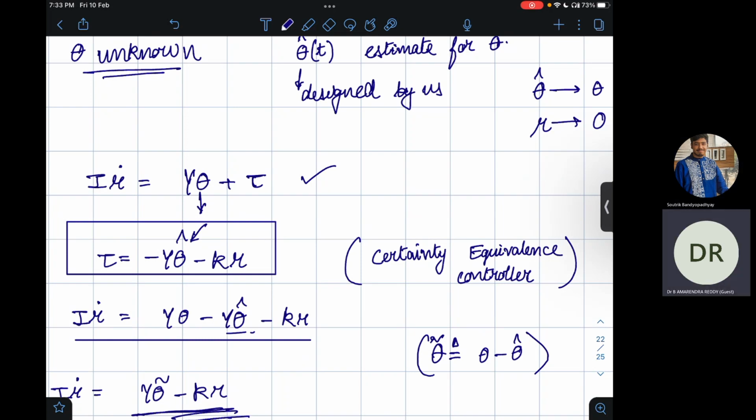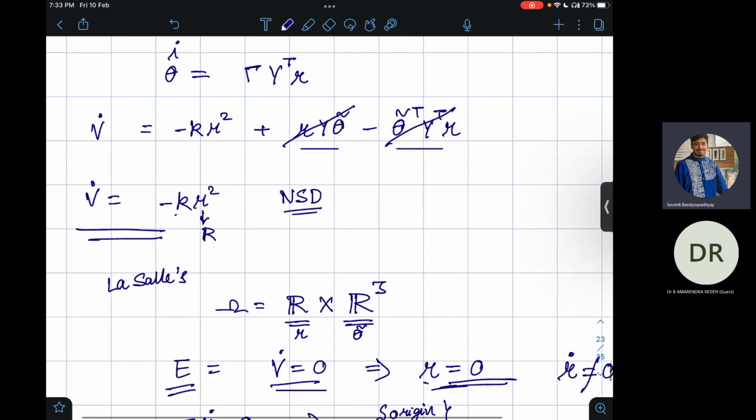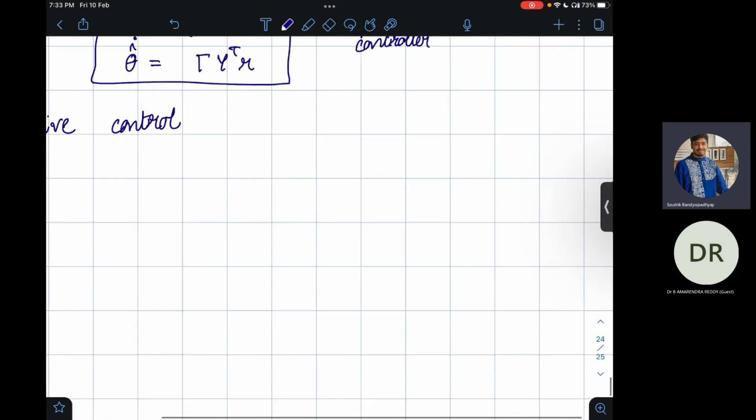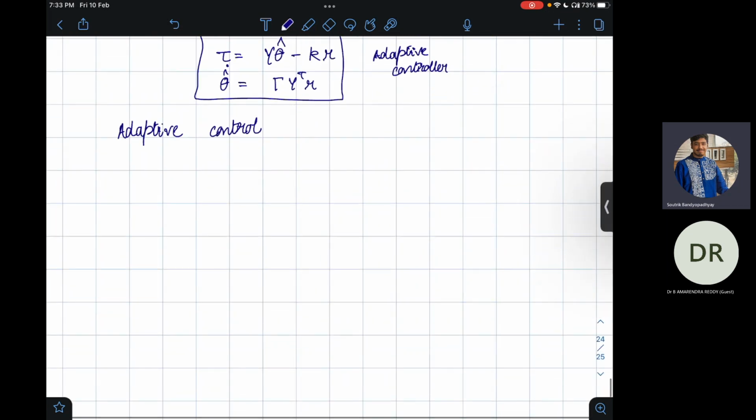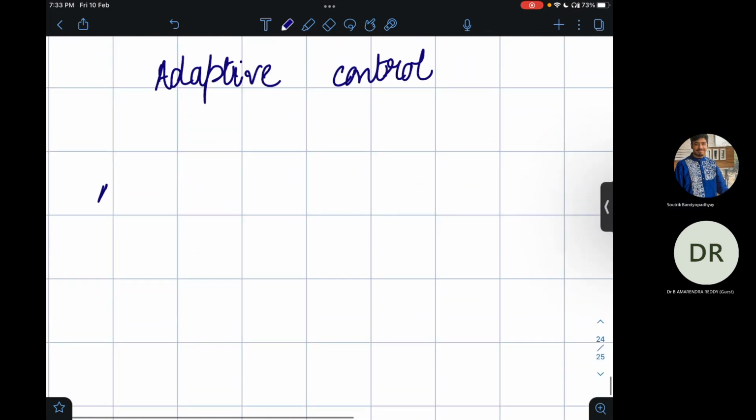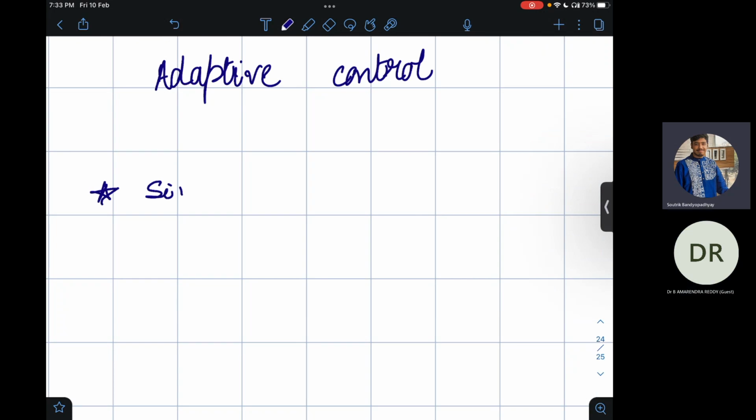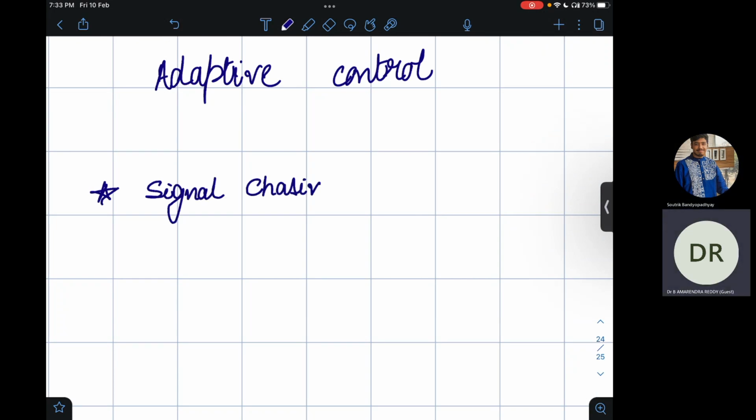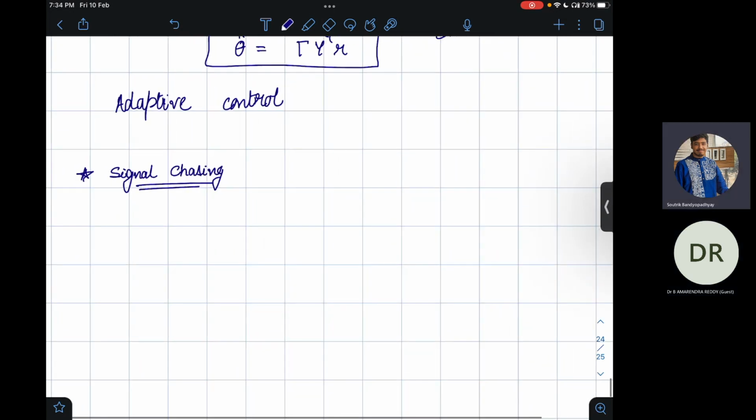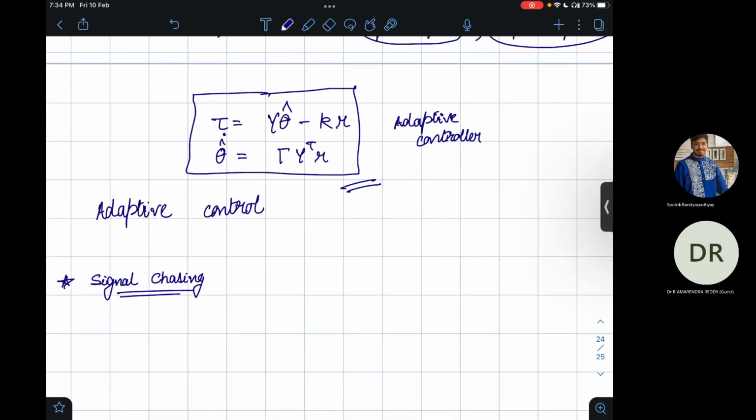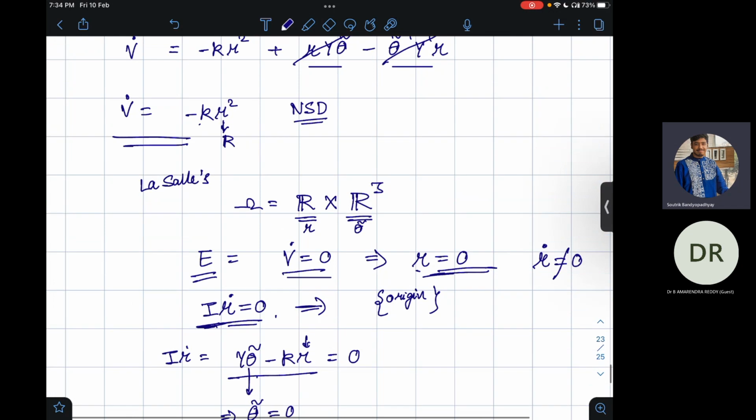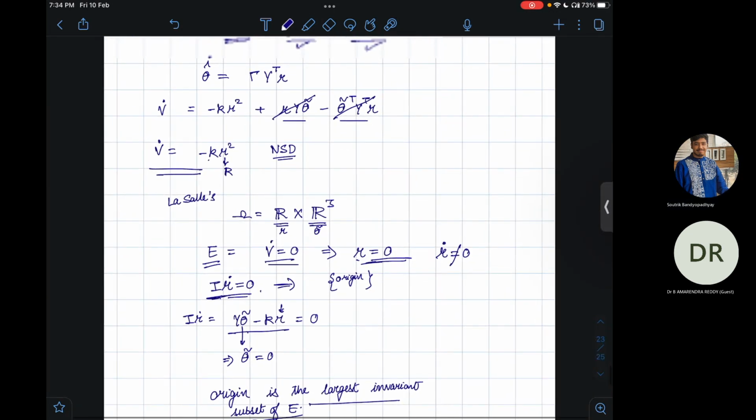Now I would teach you one concept. Not teach per se, but I think the professor has covered it in class, which is called signal chasing. Yes, sir. The professor has told us that for every signal we need to show whether it is bounded or not. Exactly. So our job didn't stop here. We have to show that every signal was bounded.